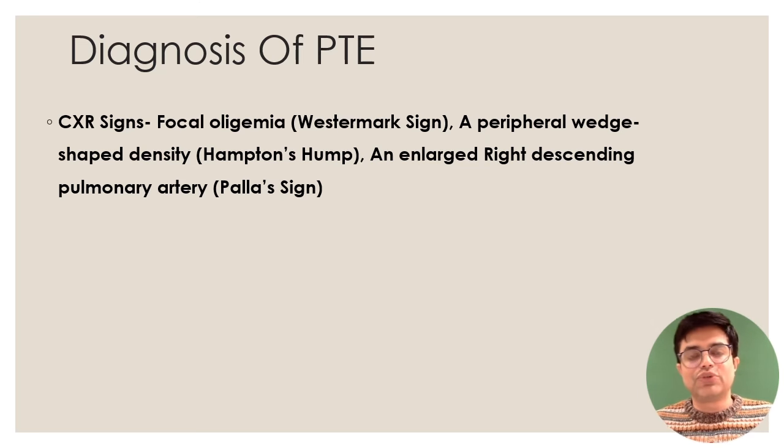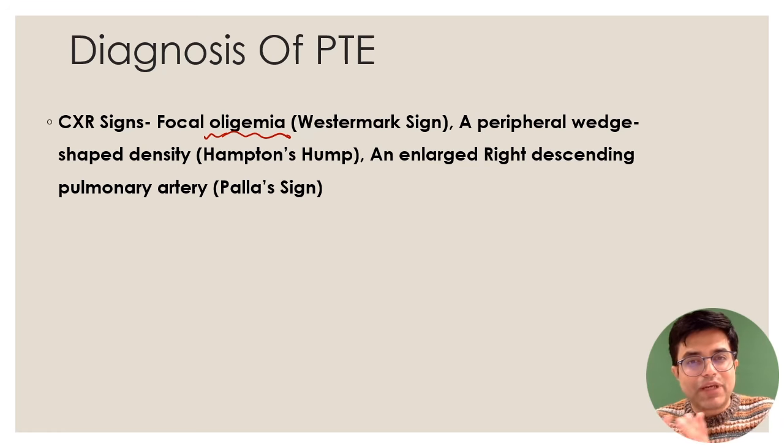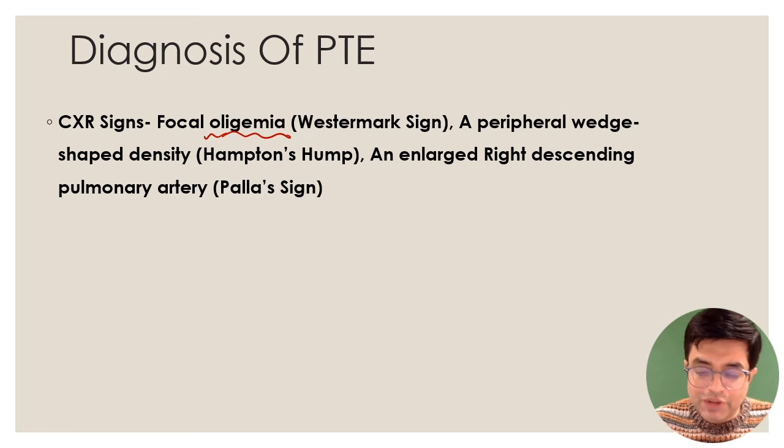What are the three signs? सबसे पहले तो distal to the embolus, there will be a localized area in the lung parenchyma जहां पर oligemia हो जाएगा. देखो ना, try to understand. Blood supply restrict हो गया, क्योंकि clot आ गया, तो उसके distal area में क्या होगा? The blood supply will be reduced. उस focal oligemia को कहते हैं हम sign known as Westermarck sign.